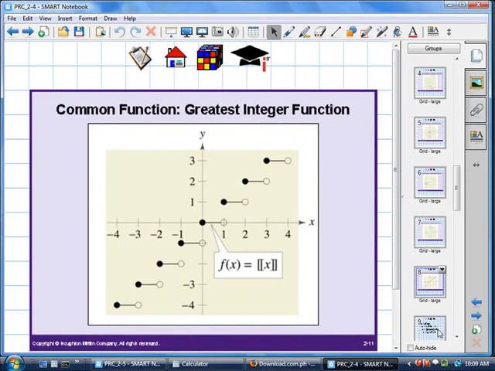Here it is. This is not the answer. This is the normal greatest integer function. Now, didn't they give you in 49 this one minus 2? So what does that mean? It means every y-coordinate is 2 less. So literally each one of these would come down to here.